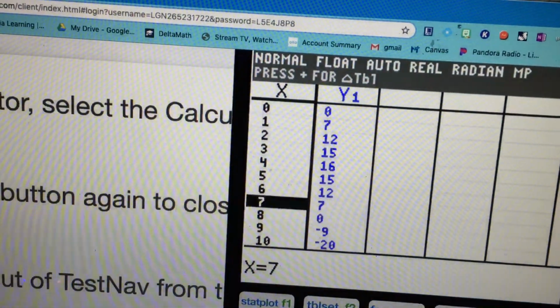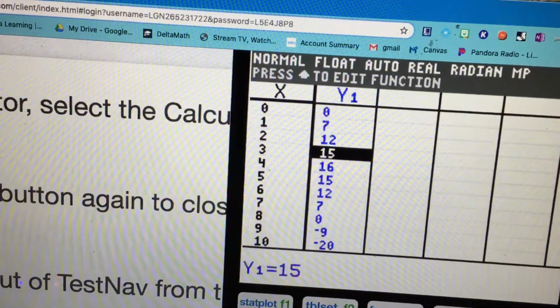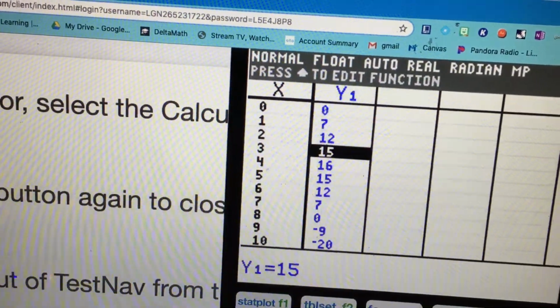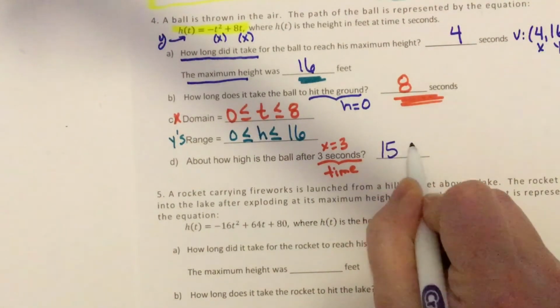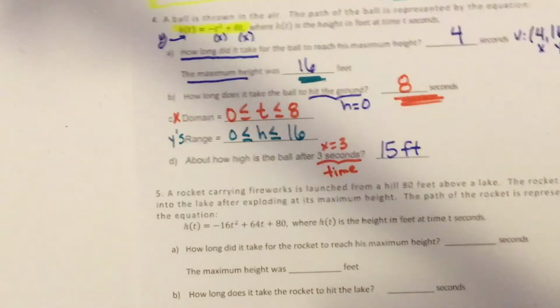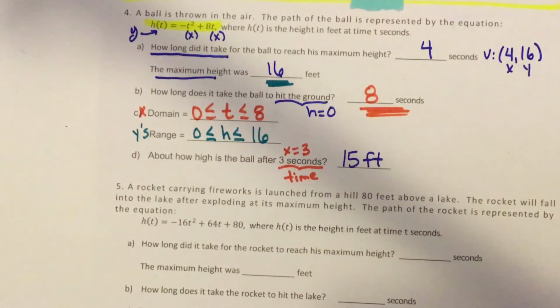Okay, 3. I'm going to look for a 3 in the table. And here it is. 15 is the answer that goes with it. So it's going to be a height of 15 feet after 3 seconds. What do you think? Is this getting pretty easy peasy?